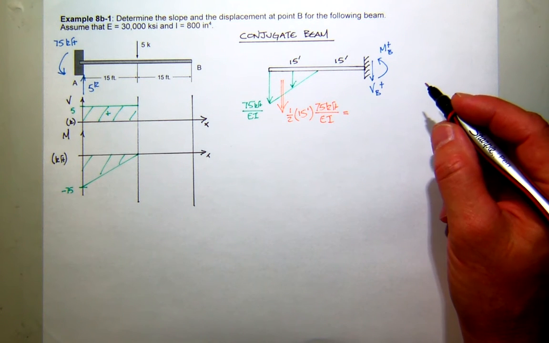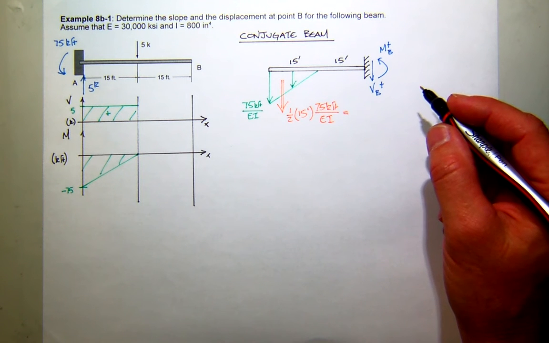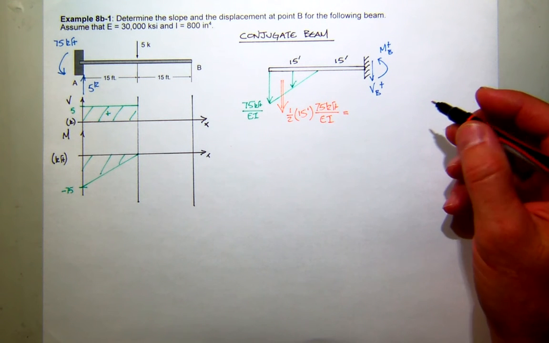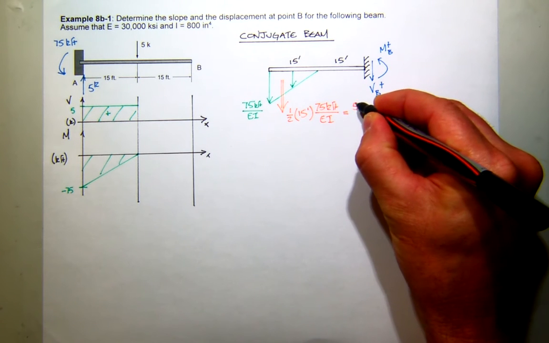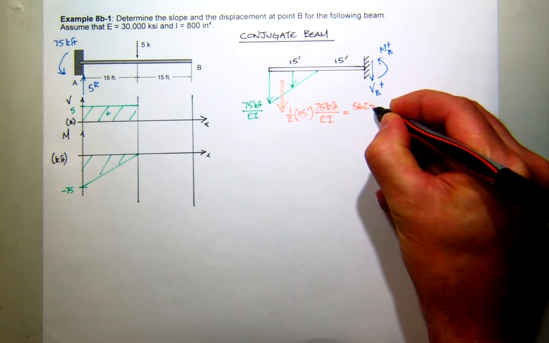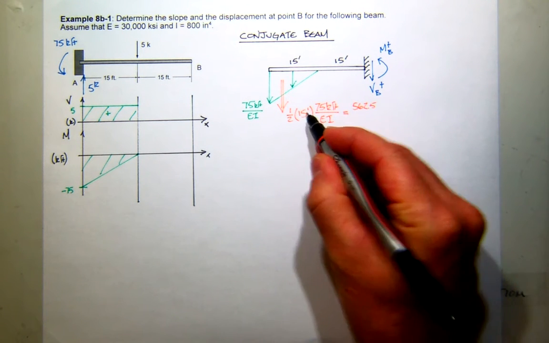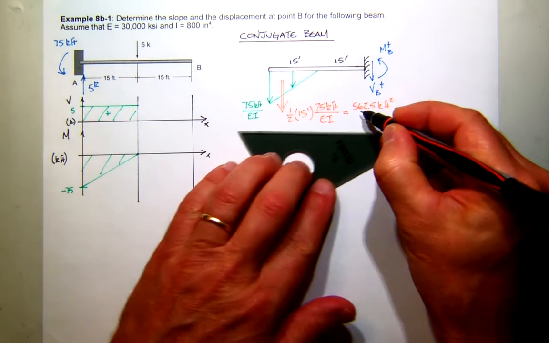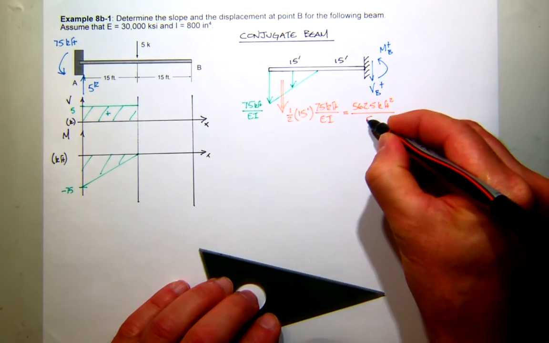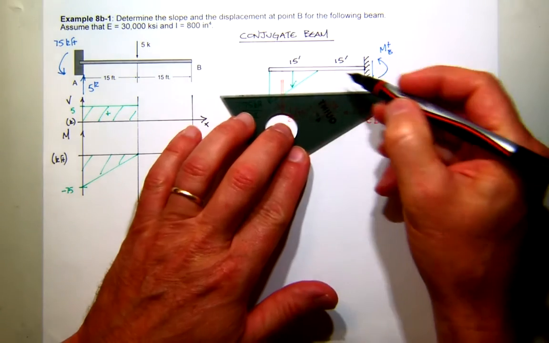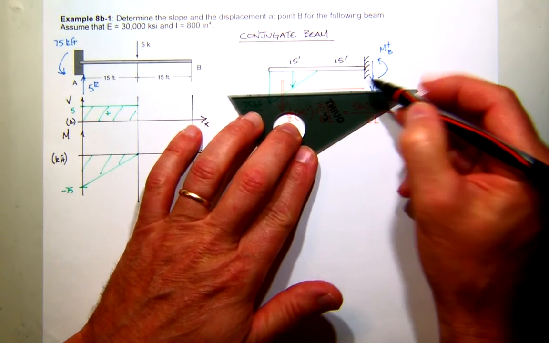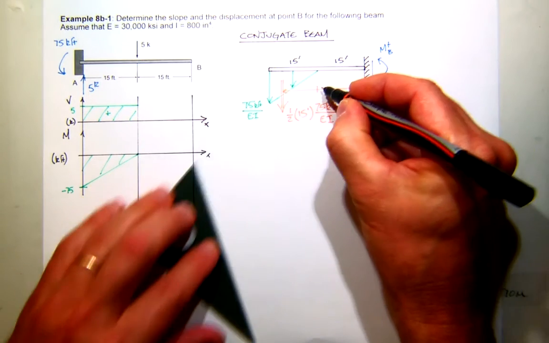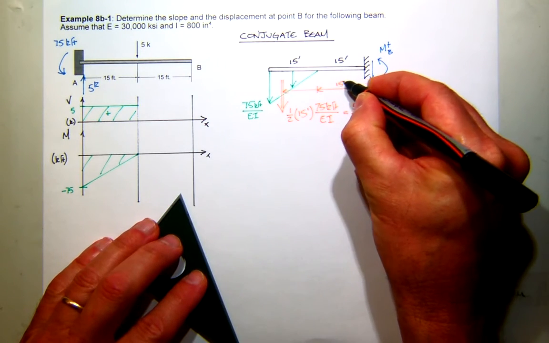You've got to divide by 2. Oh, sorry. So what, 500? 562.5? So that's going to be kip feet and feet again, so that's kip feet squared over EI. And what's the distance from the cut in? 15 plus 12. Yeah, so I've got 15 feet to here.